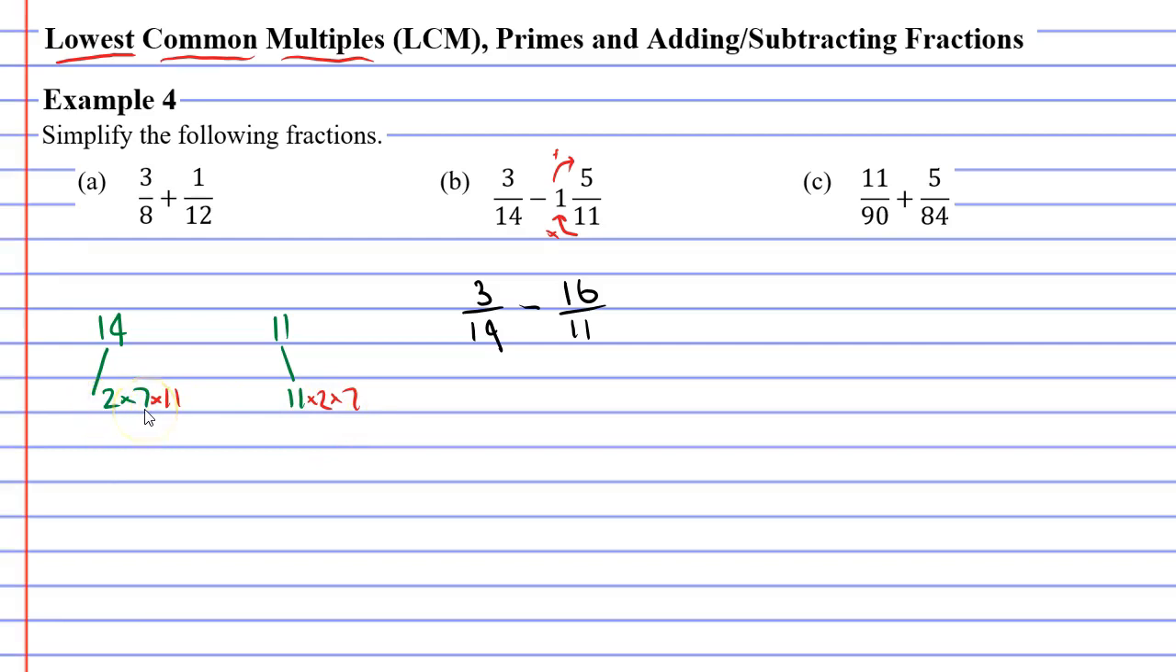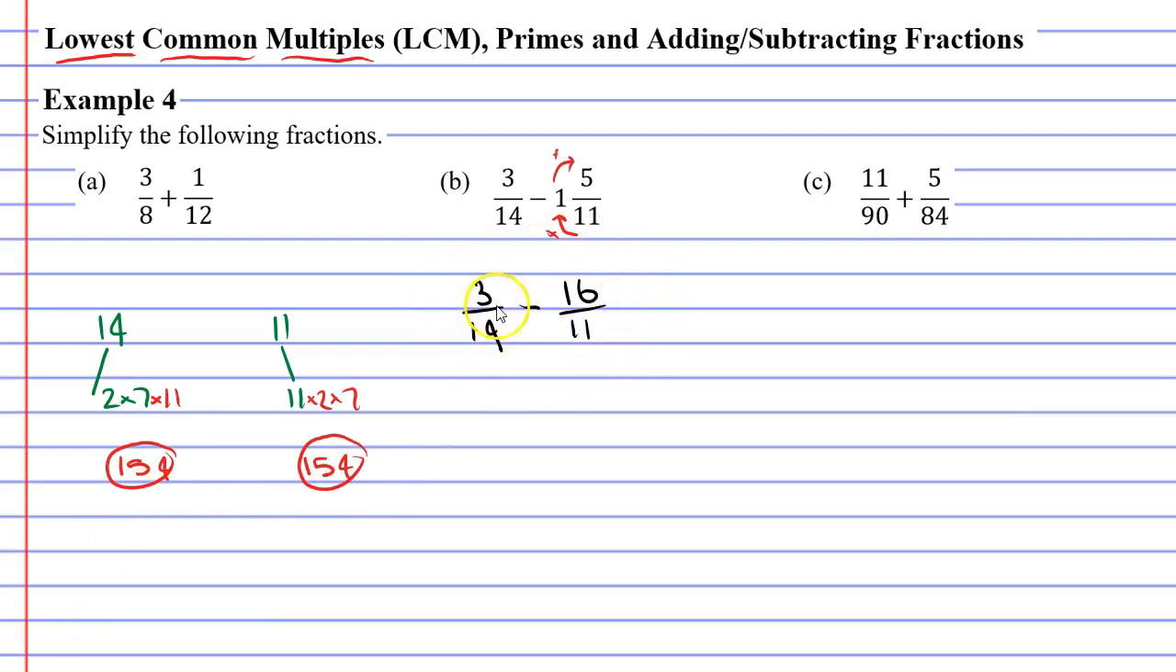2 times 7 is 14, and 14 times 11 gives me 154. So that's my lowest common multiple. Now some of you might be looking at this and going, that's quite a high lowest common multiple. And you might think, I reckon I can find a smaller lowest common multiple. But I can guarantee you that you won't. And the reason I can guarantee you this is because when you use the prime factor method, which I've shown you here, you are guaranteed to get the lowest common multiple. You will not find one smaller than this.